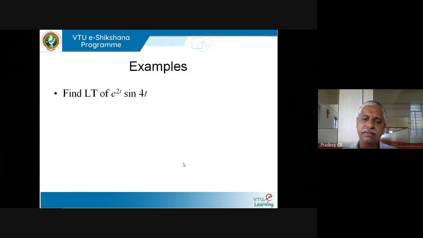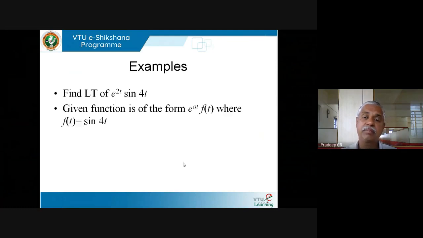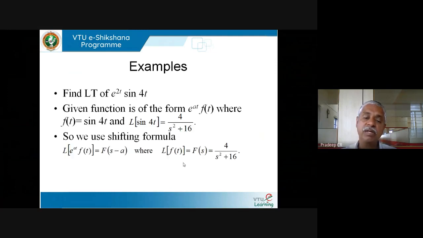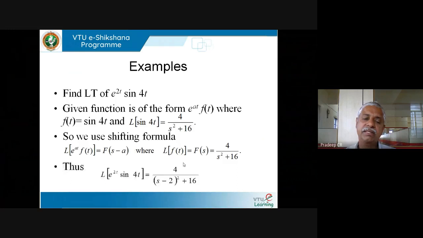So here are the illustrations. We saw this already. Laplace of e power 2t sine 4t. How do I do that? I know this function is of the form e power at f(t), and I know Laplace of f(t). So I know Laplace of e power at into sine 4t by using the shifting formula, which says in Laplace of f(t), you just replace s by s minus a. In this case, a is 2, so s minus 2. We have seen this.